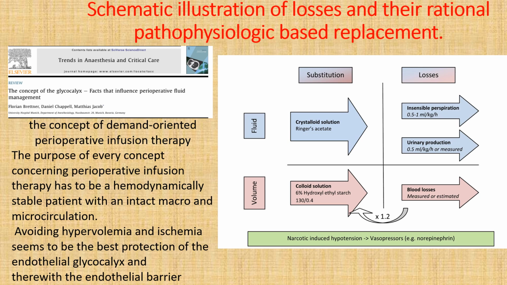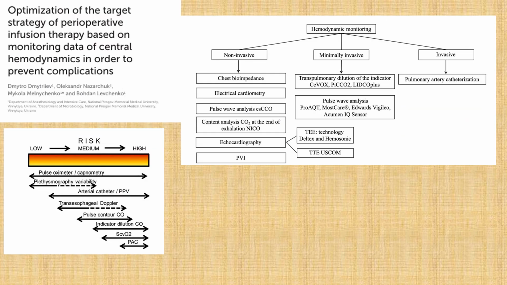Avoiding hypervolemia and ischemia seems to be the best protection of the endothelial glycocalyx and therewith the endothelial barrier, the main idea of this interesting article. The main goal of preventing complications of perioperative infusion therapy is optimization of the target strategy based on monitoring data.